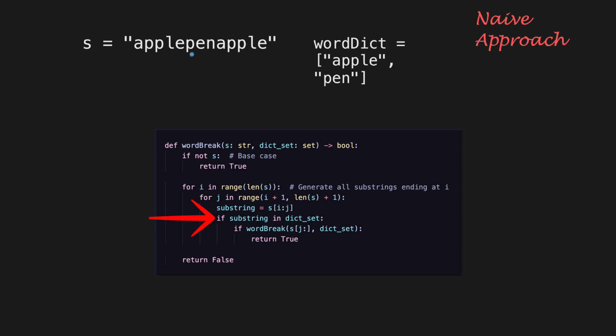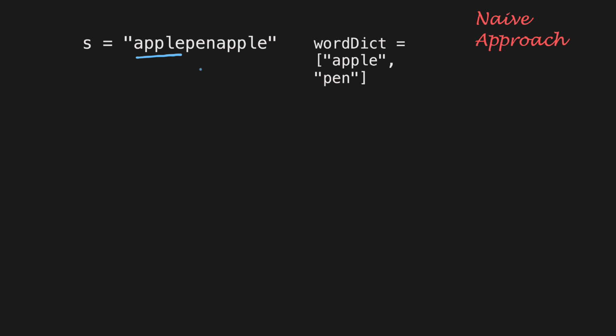And if a substring matches, for example, if the substring is apple, then it will have a match. Then, in that case, we will recursively check the remaining part of the string, which is penapple, and repeat the same process. However, in this way, we will be generating a lot of unnecessary substrings. For instance, substrings like appl or pleap, which may never be useful if they are not a match in the dictionary.